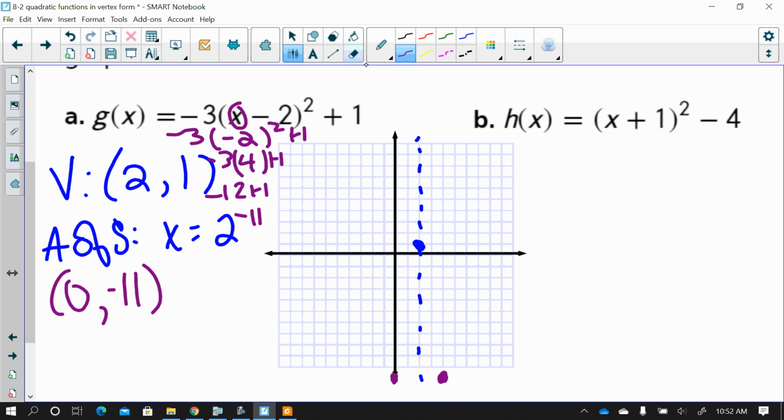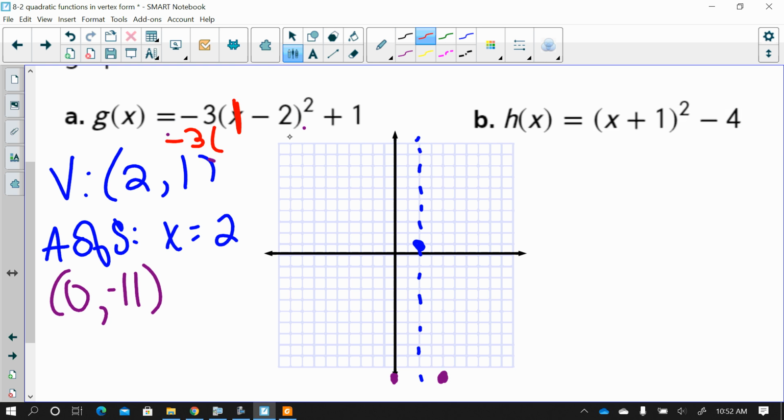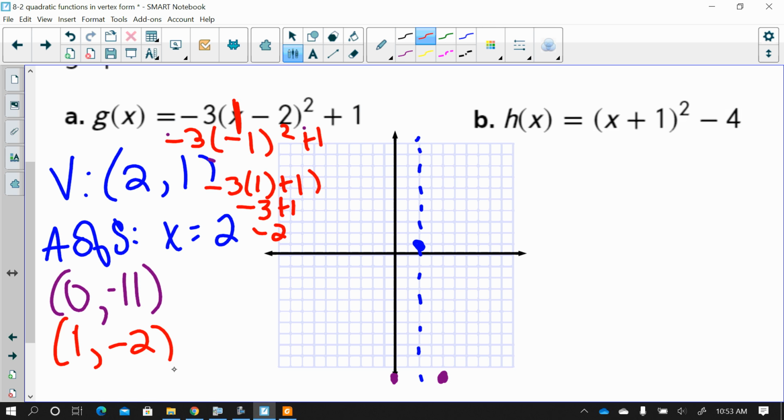Now you just pick whatever other number you want. I like +1 because it's in between what I've already done. So -3 times (1 minus 2), which is -1, and -1 squared is +1. -3 times 1 is -3, plus 1 is -2. So I get the point 1, -2. If I plot it, 1, -2 is right here. Notice I'm 1 space away, so I'm going to go 1 space away again. And finally connect my dots.